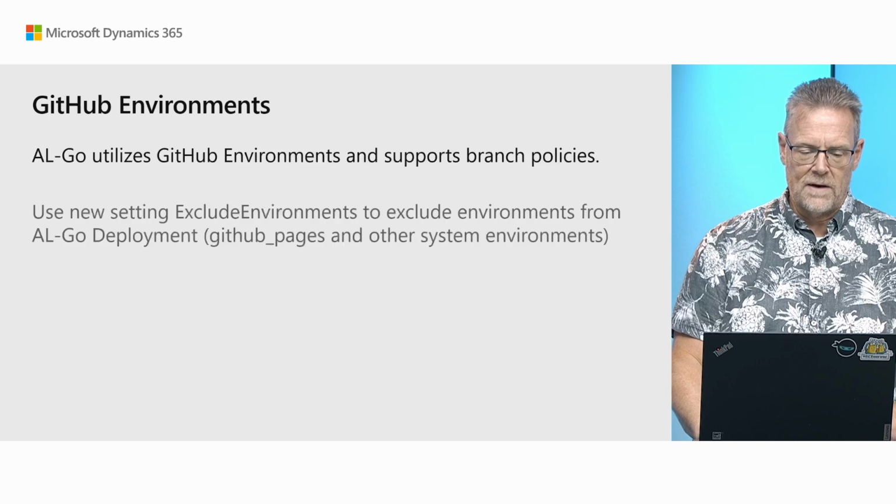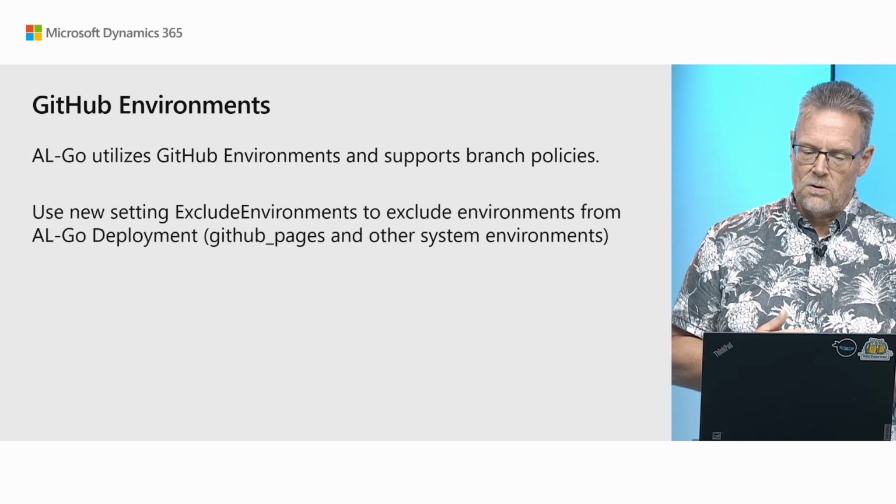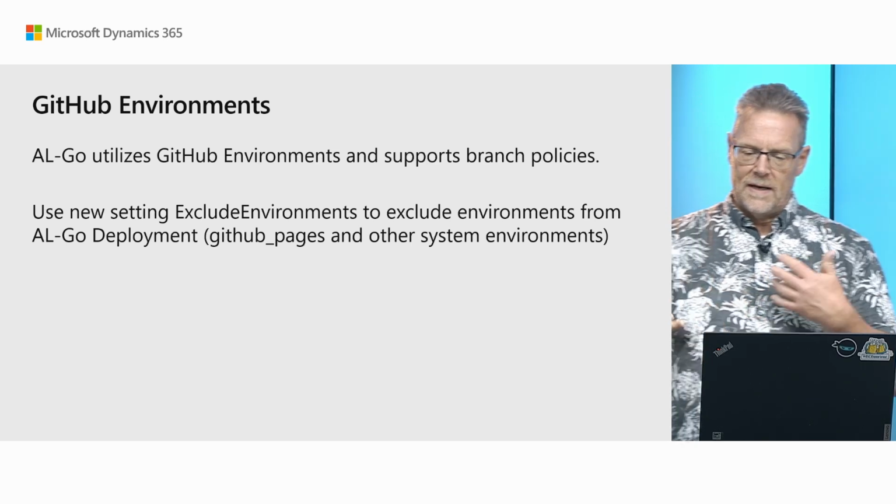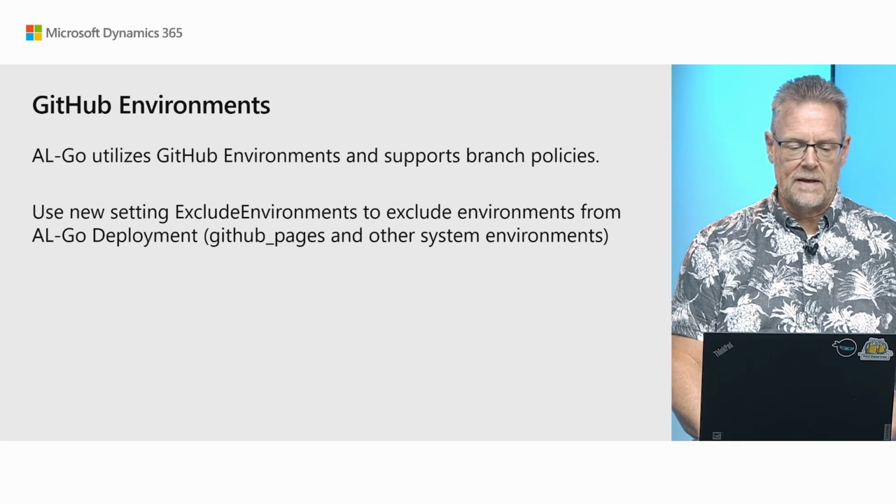These environments can have branch policies, meaning that you can only deliver to this environment if you are in the main branch or whatever. We have a new setting called exclude environments, where you can exclude some of the environments from deploying if you have system environments or GitHub Pages or stuff like that.